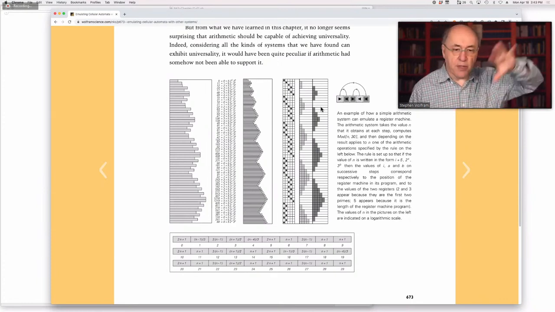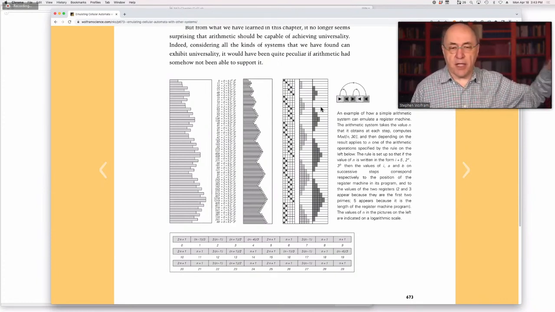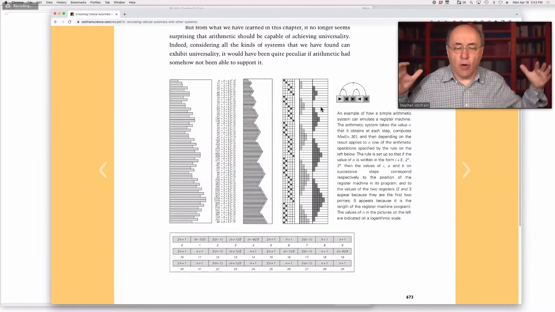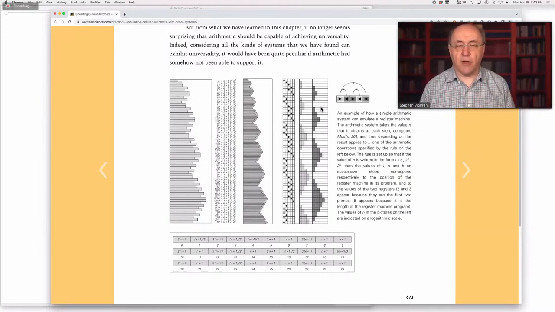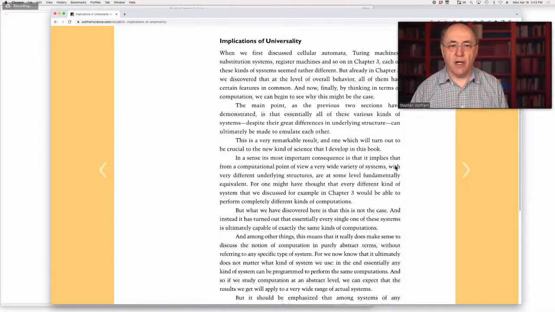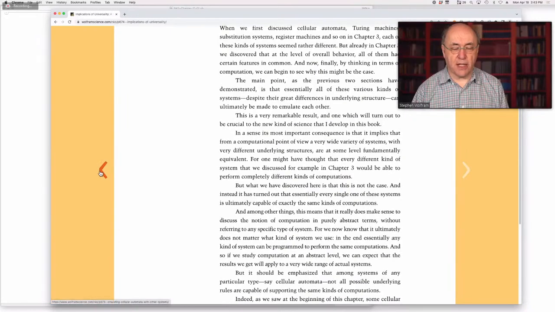So again, we've got this chain from, in this case, an arithmetic system, a generalized 3n plus 1 problem, to a register machine. From a register machine, we can go to a Turing machine. From a Turing machine, we can go to a cellular automaton. What we're learning is that all these different models of computation can emulate each other. And that's a big result, because that's kind of the story of computation, computation universality.